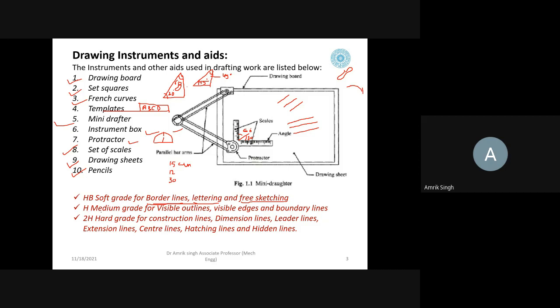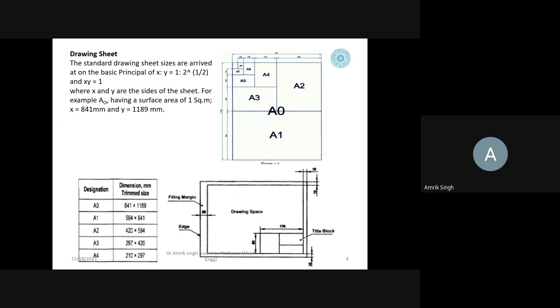H grade is the medium grade which is used for visible outlines, visible edges and the boundary lines. 2H is the hard grade. It is used for dimension lines and leader lines. All these lines we have studied: extension line, center line, hatching line and hidden line.